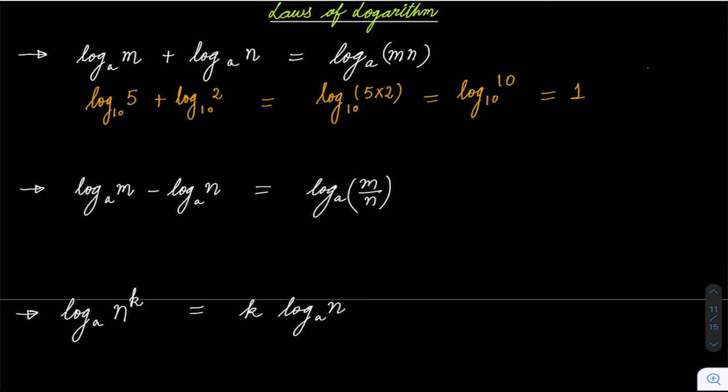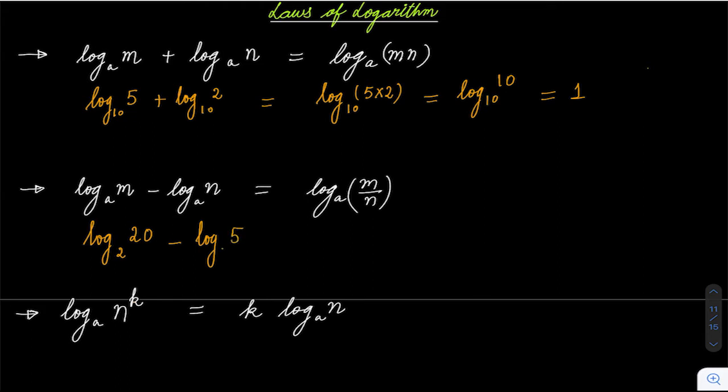Okay, so similarly, if base is same and logs are subtracting, then you can divide the numbers. So you will have log of m by n. So for example, let's take one example. Let's say you have log of 20 base 2 minus, let's say, log of 5 base 2.